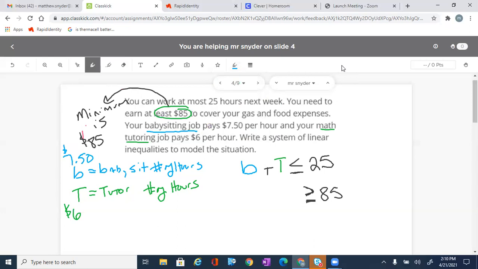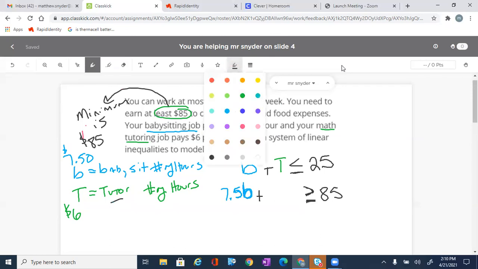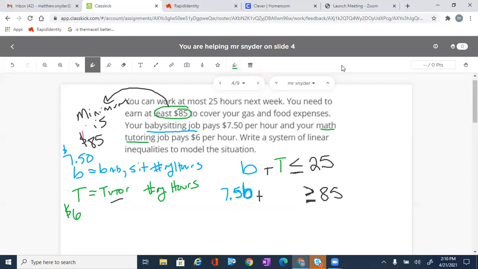So in other words, we make $7.50, and we just need to multiply by the number of hours that you're going to work while you're babysitting. We take that same relationship of multiplication to the tutoring position and we say, well, if it was 1 hour tutoring, it'd be $6. If it was 2 hours, it'd be 12. If it was 3 hours, it'd be 18. And that's because we're multiplying the number of hours we are working as a tutor times the amount of money we are making per hour.